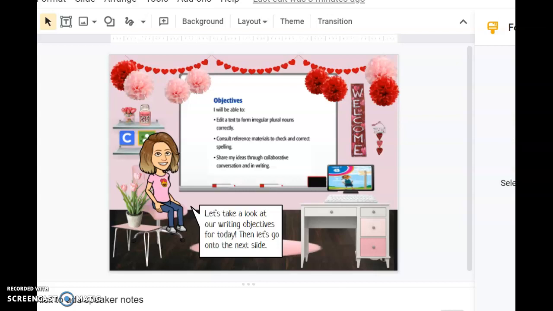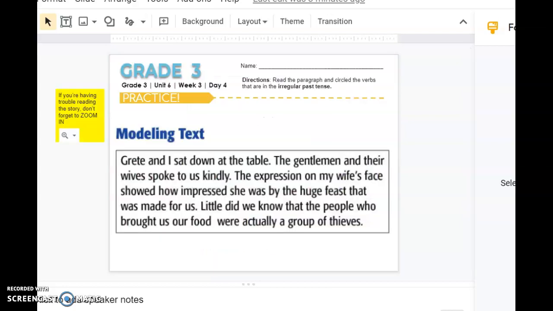So I hope everyone's been having a good time working on those journal entries. To warm up today, we are going to take a look at a model text.